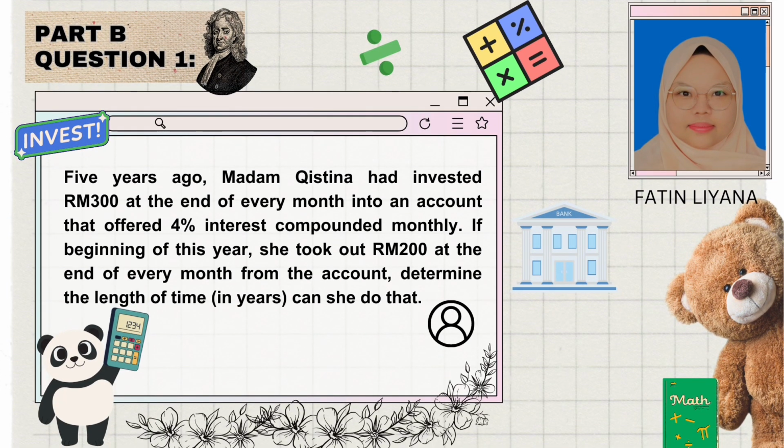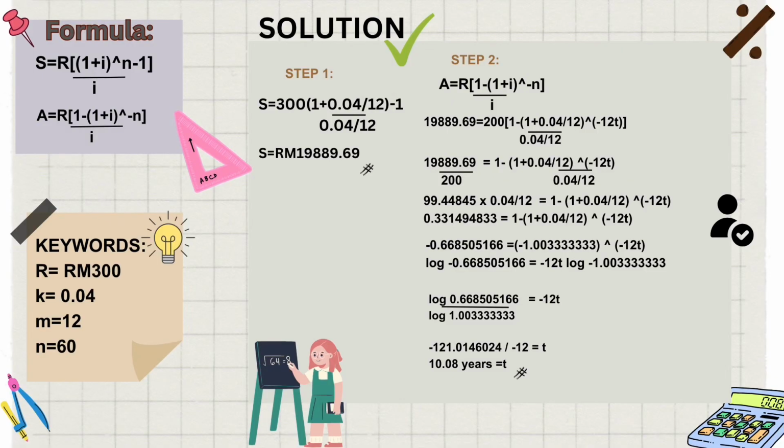Five years ago, Madam Christina had invested 300 at the end of every month into an account that offered 4% interest compounded monthly. If at the beginning of this year she took out 200 at the end of every month from the account, determine the length of time in years. Can she do that? For the solution, we will use these two formulas.